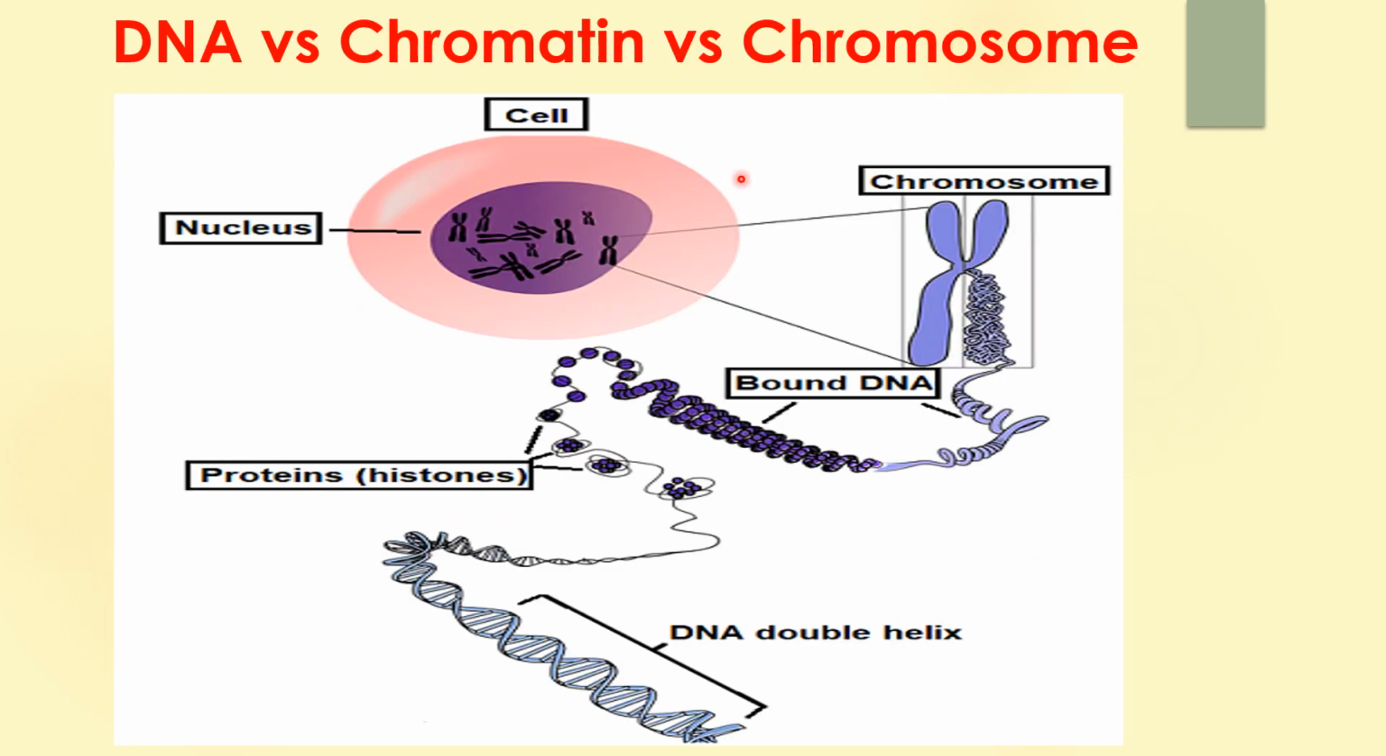Then coming on to DNA versus chromatin versus chromosome. These are very important terminologies as far as genetics is concerned. Please listen to this carefully. We know a eukaryotic cell has a nucleus. Within the nucleus, the chromosomes are present. Genes are segments of DNA, and I'm telling you now that the genes, that is DNA, are packed within the chromosome.